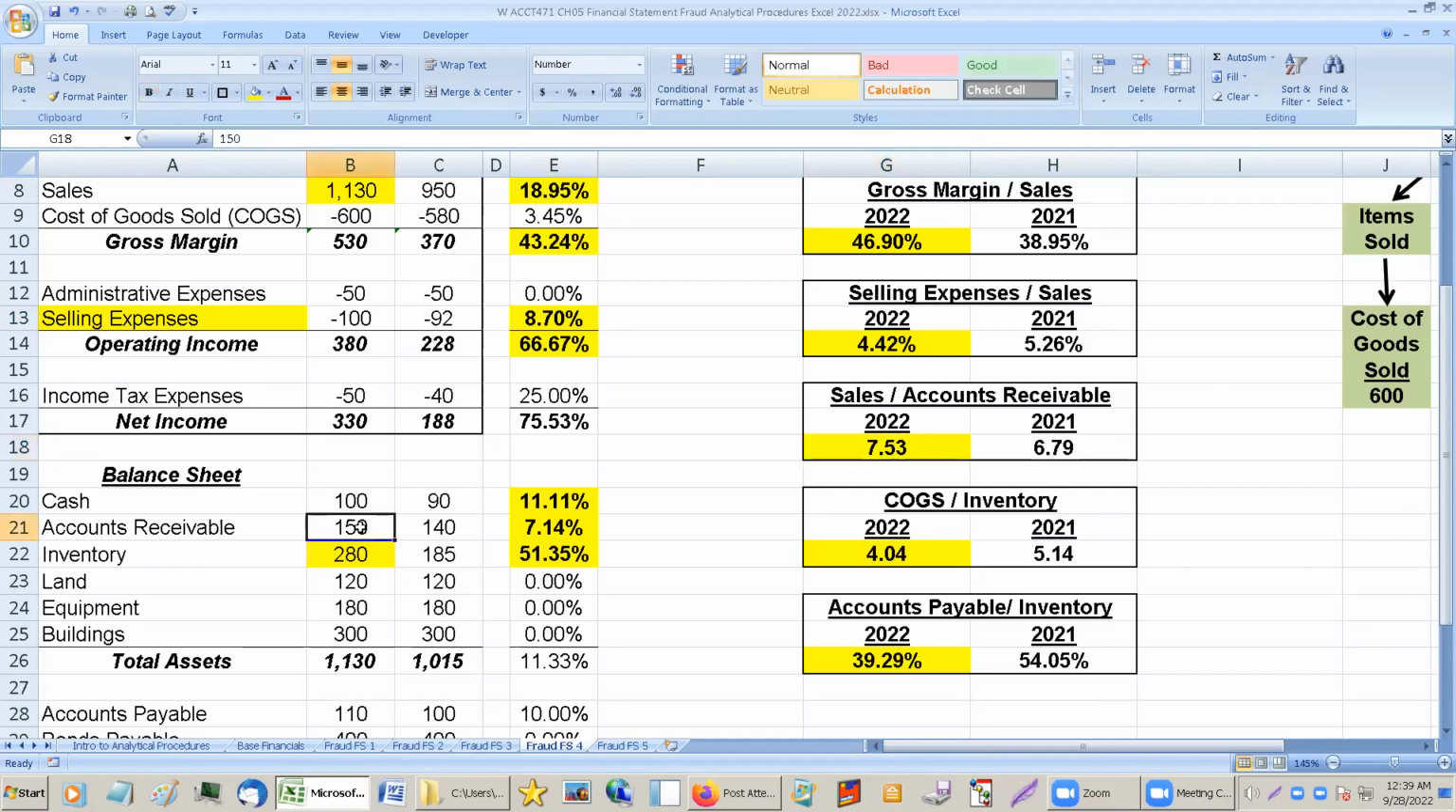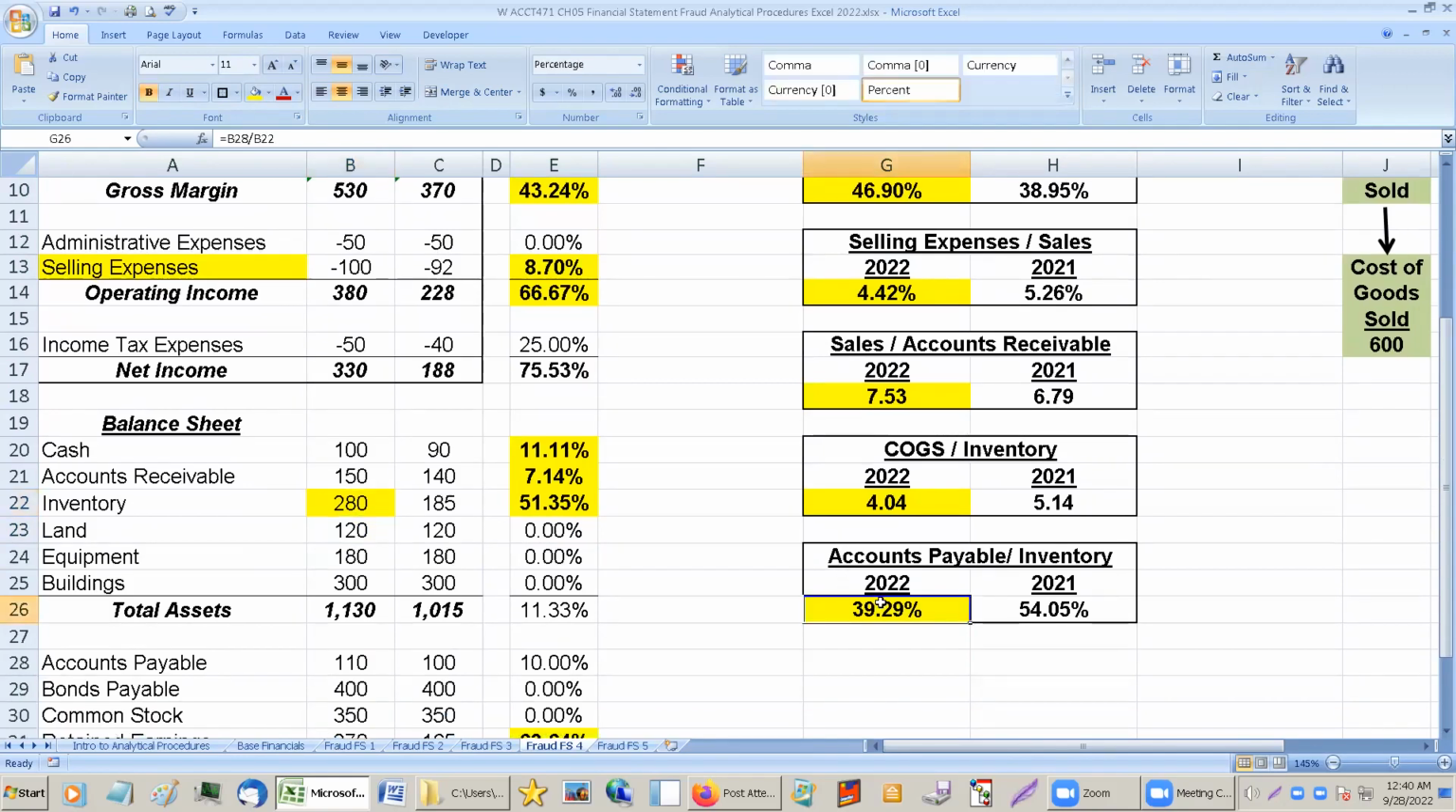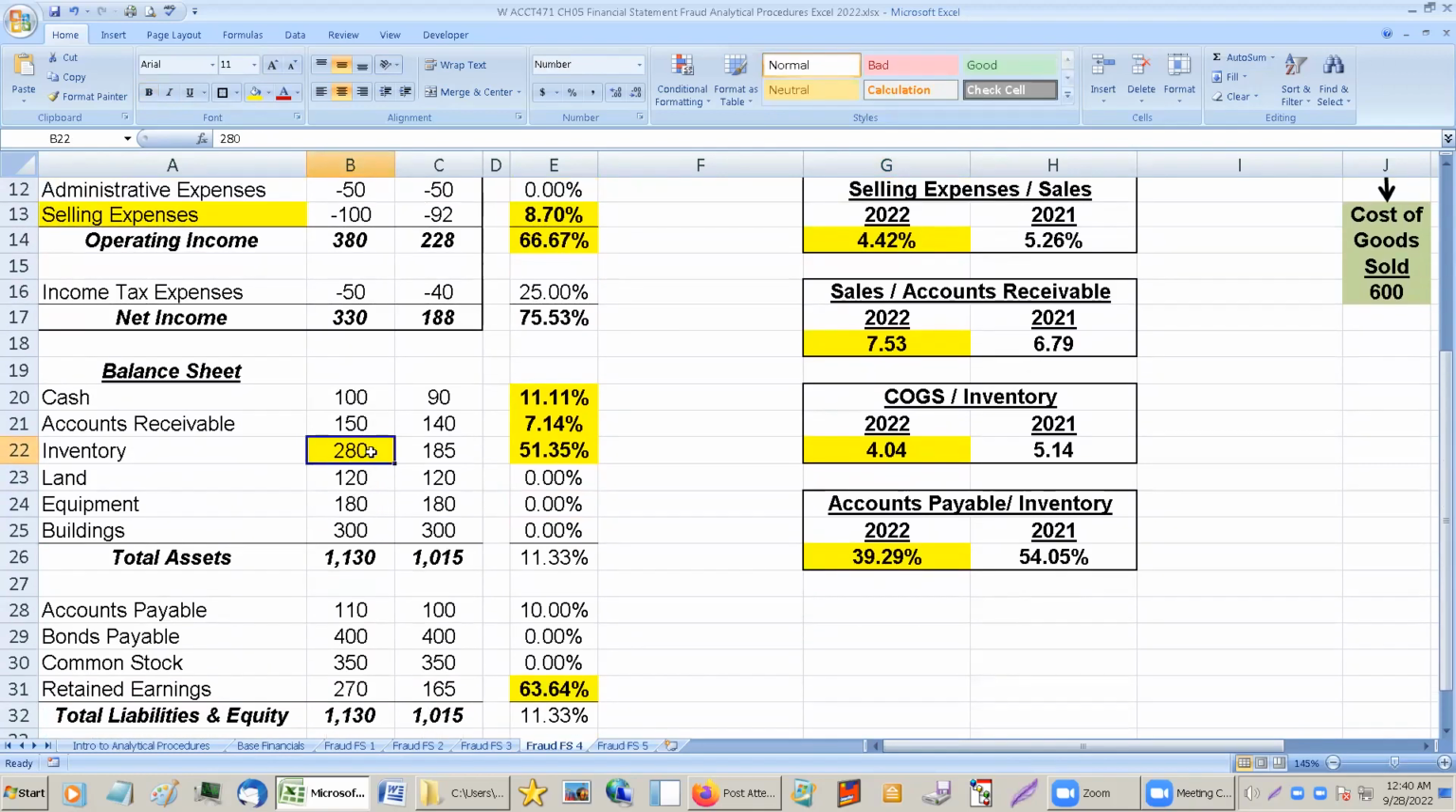Okay, sales to accounts receivable jumped up. Cost of goods sold to inventory turnover went way down, and it went down because you have all this extra inventory there. Accounts payable to inventory drops way down because you have all this extra inventory sitting in there that was returned.